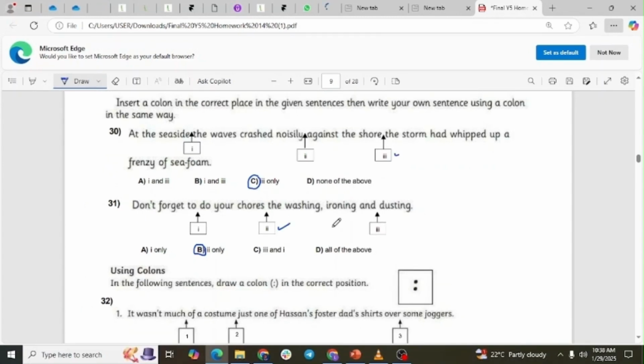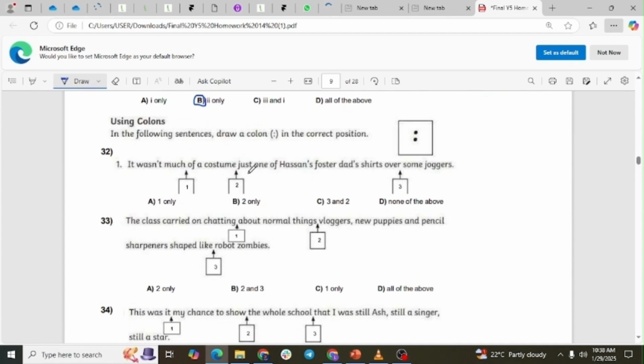32. Sentence. It wasn't much of a costume, just one of Hassan's foster dad's shirts over some joggers. Correct answer: B. 2 only. Explanation. The colon fits at 2 because it introduces a detailed explanation of the costume. Placement 1 or 3 would make the sentence unclear or grammatically incorrect.